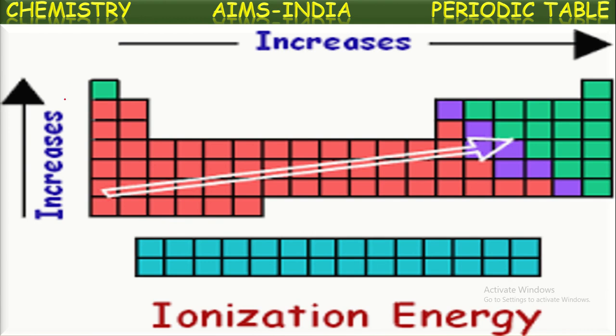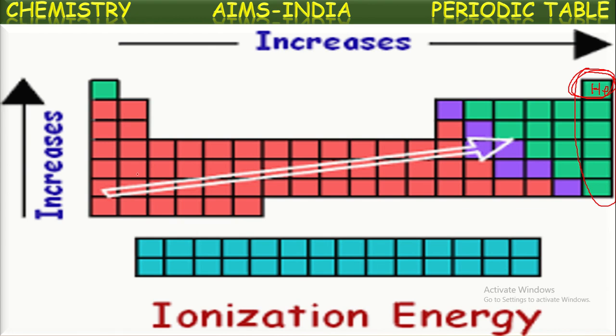In a group from top to bottom it decreases, meaning the topmost elements have greater ionization energies. In a period from left to right it increases. So these elements have greater ionization energy, and these elements have the greatest ionization energies. Out of these also, from top to bottom ionization energy decreases. So this topmost element has the highest ionization energy among all. We can say helium is the element with the highest ionization energy in the modern periodic table.